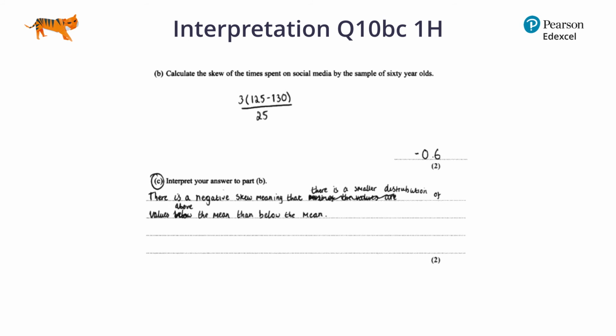In this first response, we can see that they have the correct answer of minus 0.6 in Part B and were awarded 2 marks. Part C was also awarded 2 marks, as they have stated negative skew and they have a correct interpretation of skew equivalent to the first one given on the mark scheme.